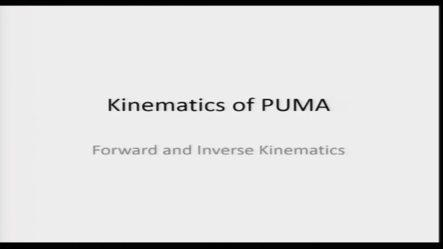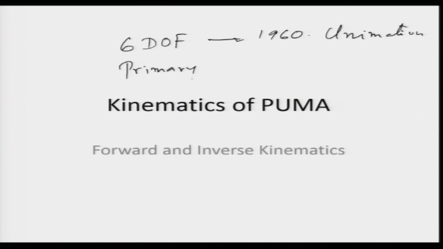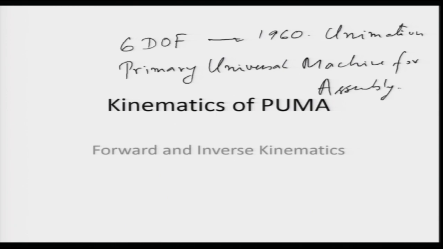Now, let us move forward and look at a little bit more complicated system, that of the Puma manipulator. The Puma manipulator essentially has 6 degrees of freedom. So, this is a 6 DOF arm, and the Puma was made somewhere around the 1960s by the company Unimation. The name means Programmable Universal Machine for Assembly. Okay. So, this is where the name Puma comes from, and it is a very old robot, one of the first robots which were made, and the structure of the robot is very similar to the human arm.